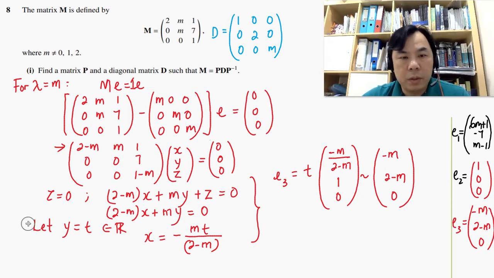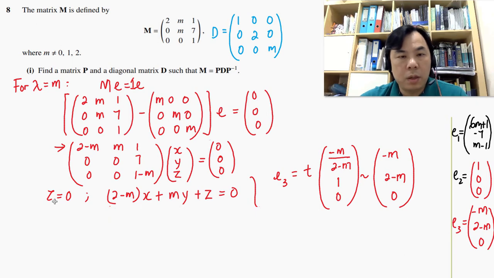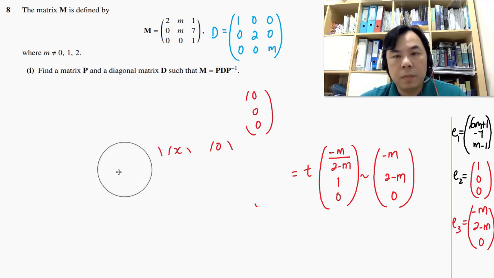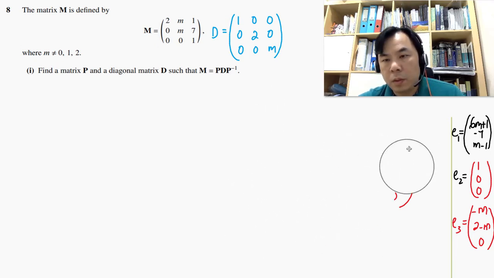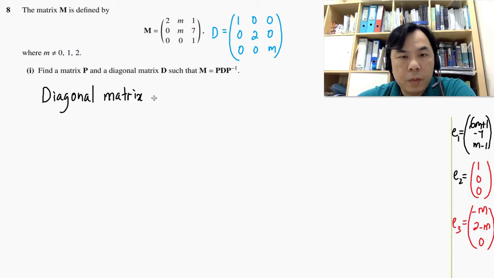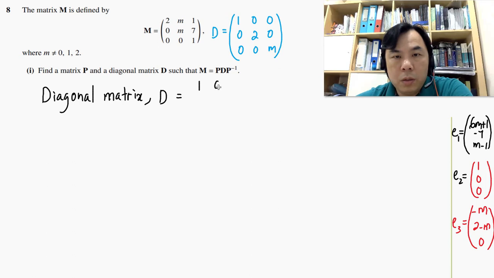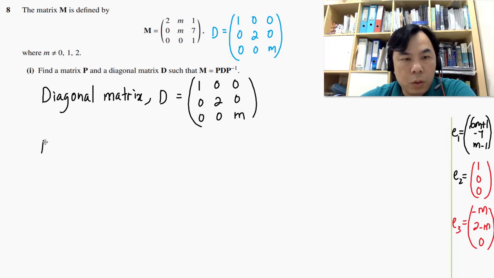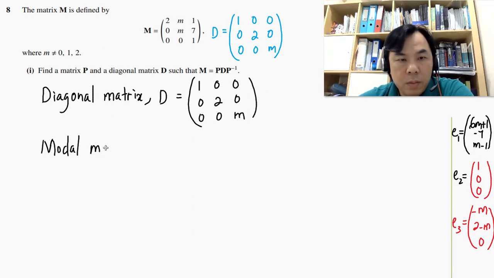Now let me erase everything at this point. Let me get a larger eraser here. So therefore we can conclude that our diagonal matrix, I just rewrite this one more time, is given by D as 1 0 0, 0 2 0, 0 0 m. And then our model matrix, the matrix that encapsulates all the eigenvectors, is given by P.